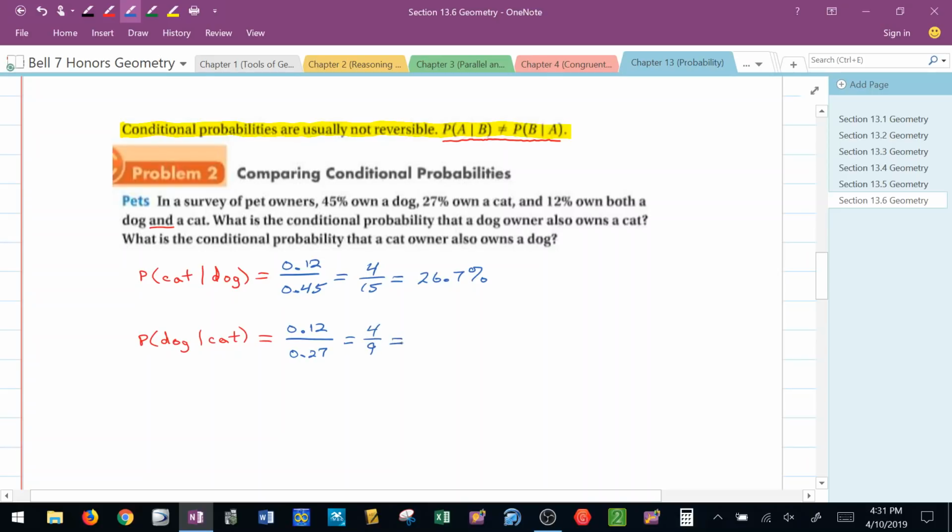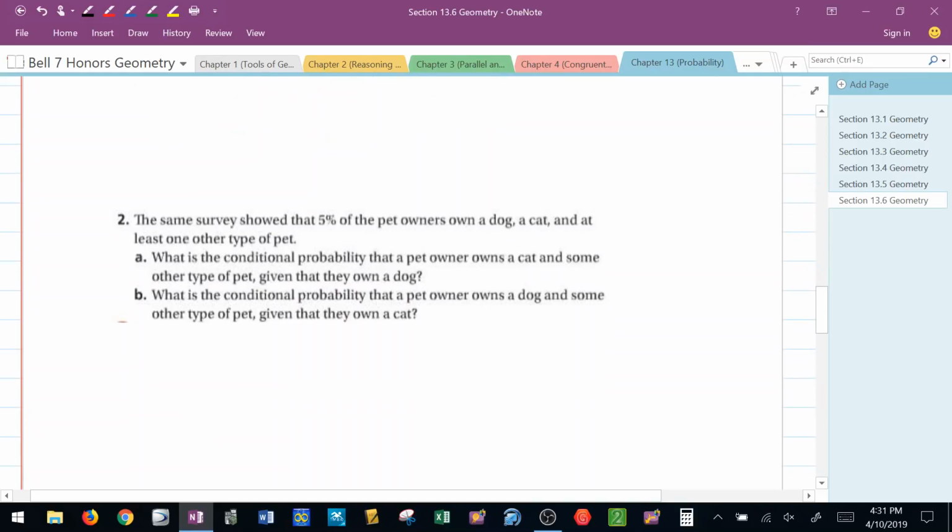And again, if I wanted it as a percentage, I would say this is 44.4%. So one thing that I notice here is if I reverse the type of owner that I am primarily, the given part, it changes the percentages. All right, so that's what we've got to be paying attention to very closely.